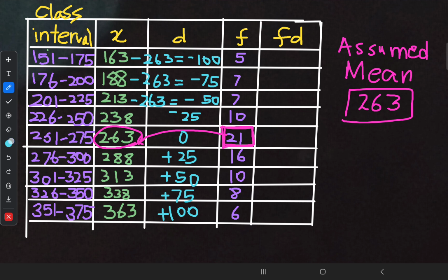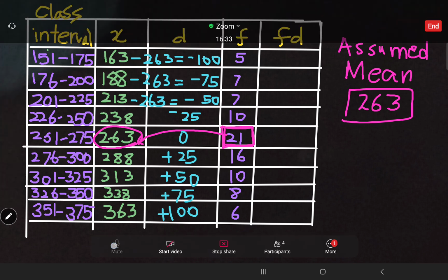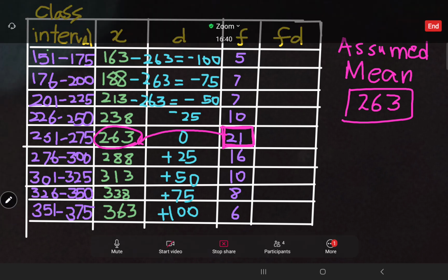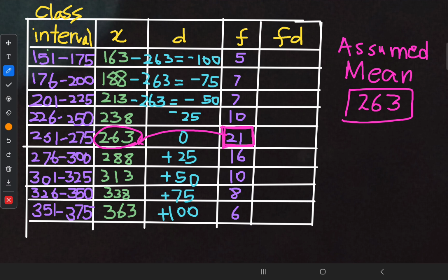Then after, what do we need to do? We have to complete the table with the FD column. That's our final task here. We have to multiply the frequency with its deviation. The frequency is 5 here, and the deviation is negative 100. So 5 multiplied by negative 100 will give you negative 500.